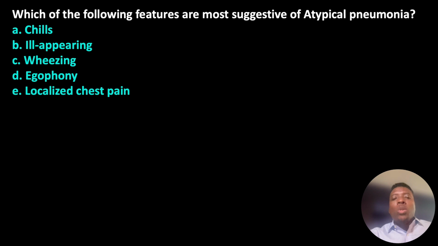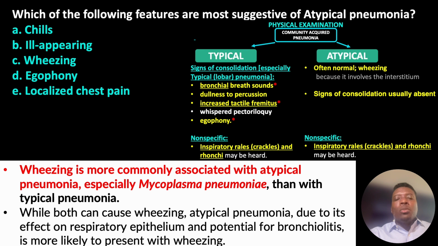So in this case, which of the following features are most suggestive of an atypical pneumonia? For atypical pneumonia, you can expect things such as wheezing, for example. Wheezing is very commonly seen with atypical pneumonia because, again, it can affect the respiratory epithelium, but again, it's not specific. But of the choices that are listed here, that is the one that's more hallmark for an atypical presentation. All the other choices listed here, besides wheezing, are more commonly seen with typical infections.